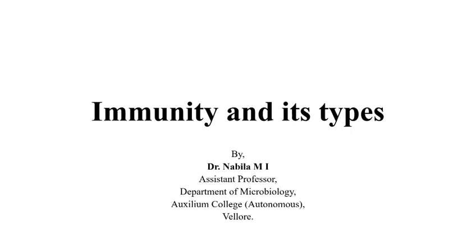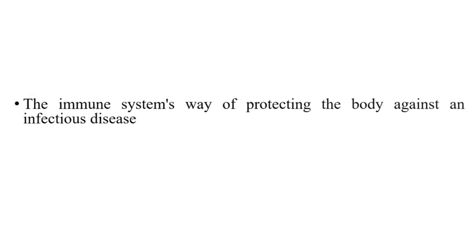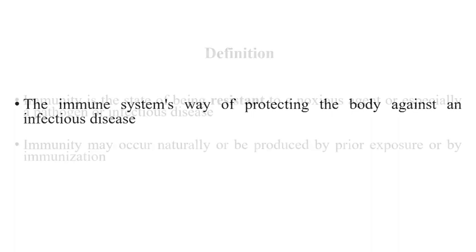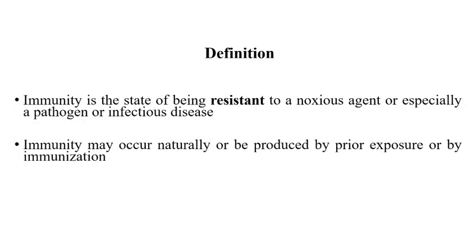We are going to discuss immunity and its types. What is immunity? In simple terms, immunity is nothing but the immune system's way of protecting the body against infectious disease. By definition, immunity is the state of being resistant to a noxious agent, especially a pathogen or infectious disease. Immunity can occur naturally or be produced by prior exposure or by immunization, that is, vaccination.